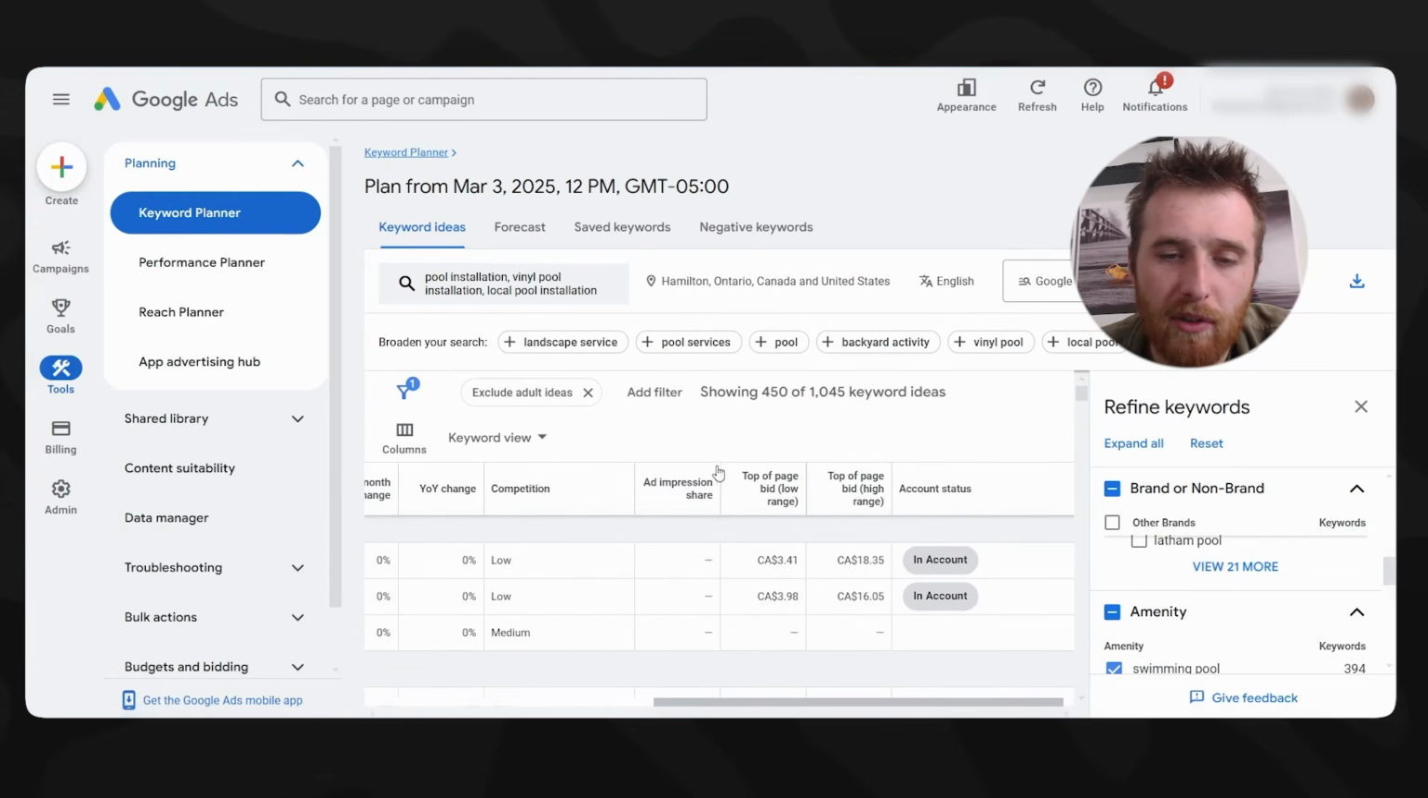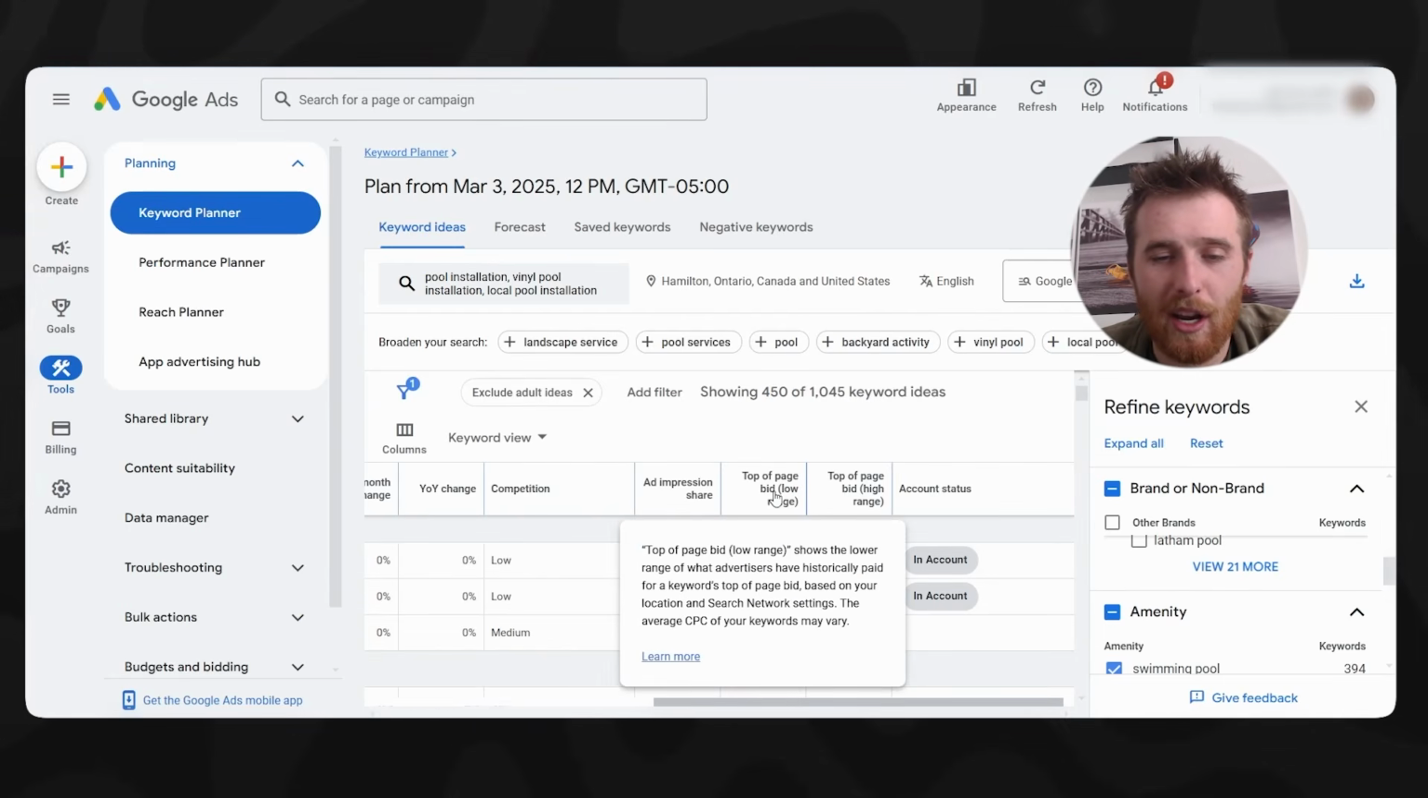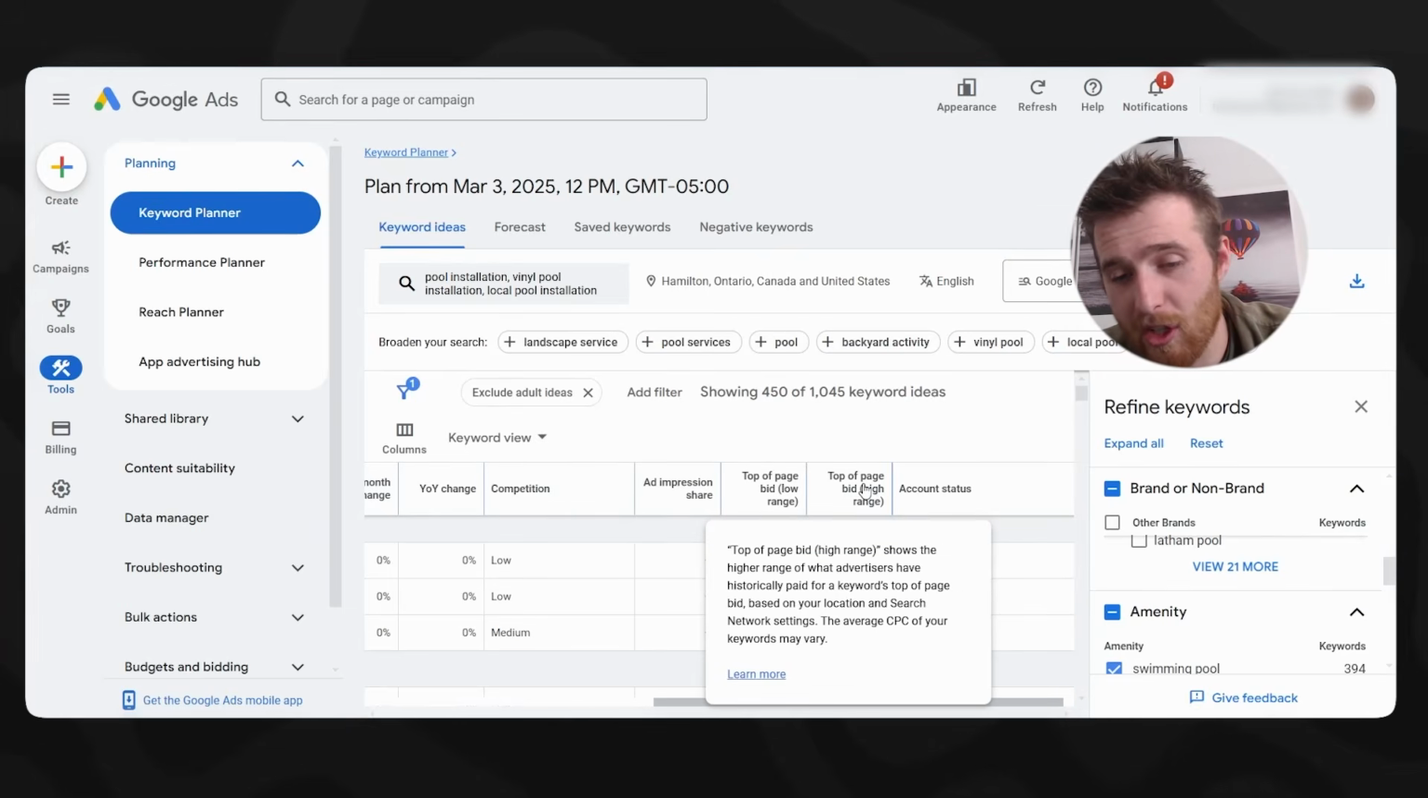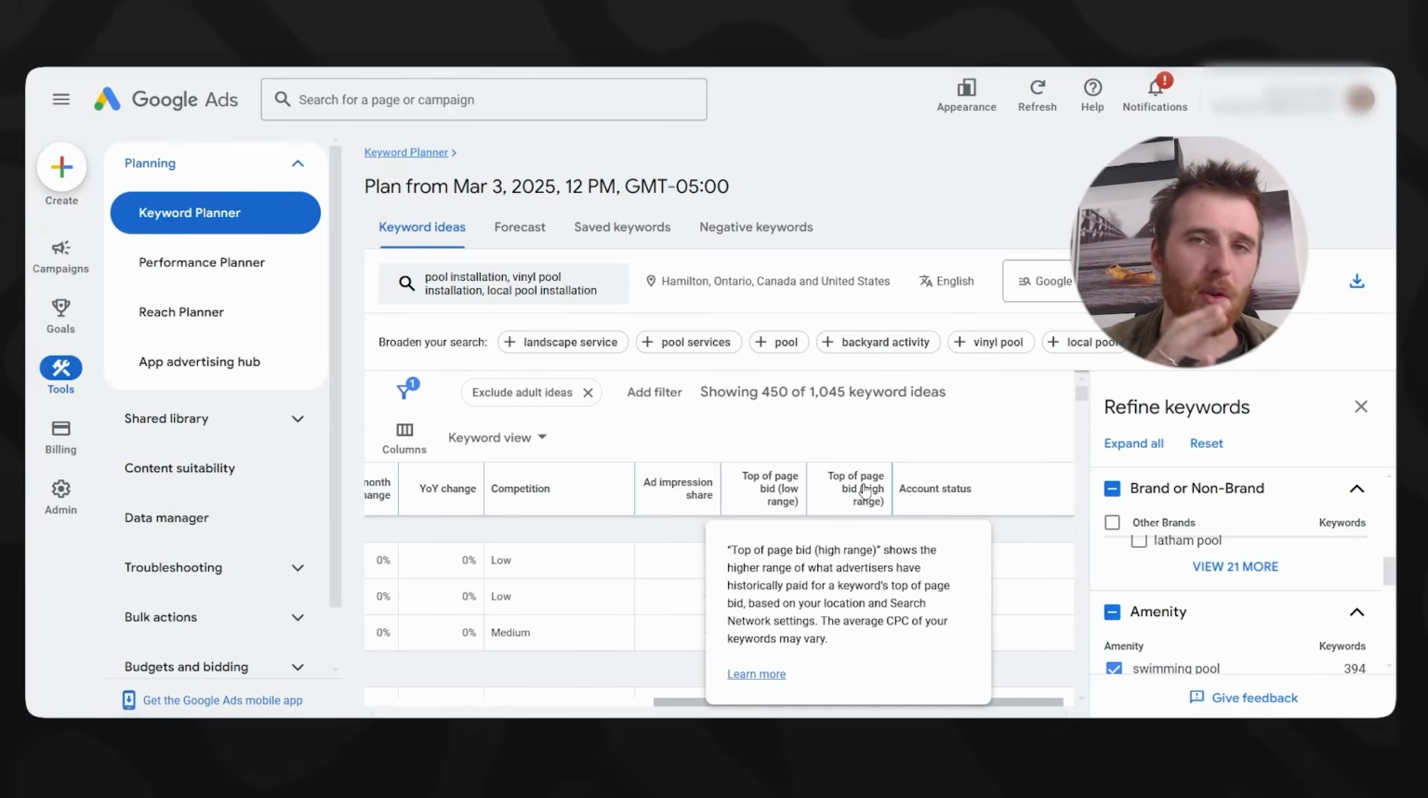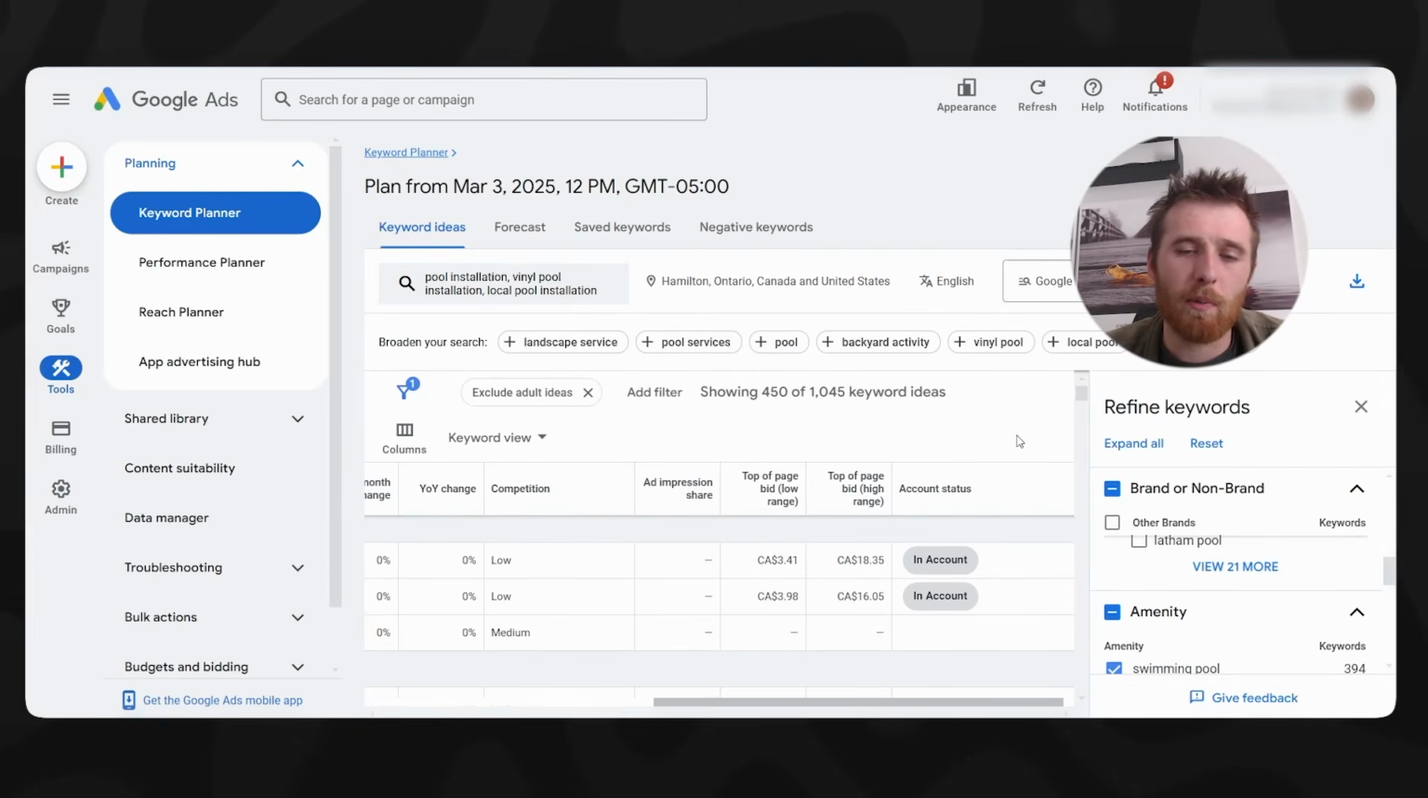Moving forward, we have top of page bid range, low and high range. Essentially, this is what it costs to show at the lower range at the very top of the page, and this is what it costs on the high end to show at the very top of the page. And this is just based off previous data, what's going on in the auction house. Of course, this isn't perfect because it's historical data. That being said, it does give us a pretty good indication of, okay, we're probably going to be somewhere in the middle of $3 and $18, probably $10 to $12 a click. And we're going to be able to get clicks for that.